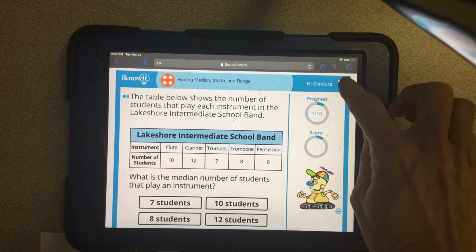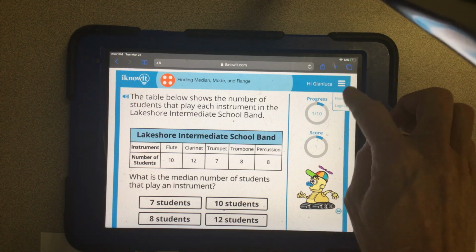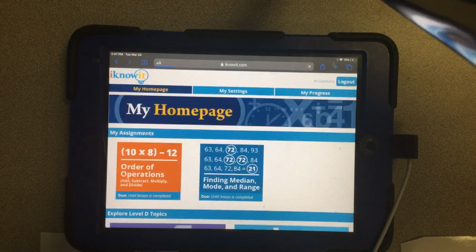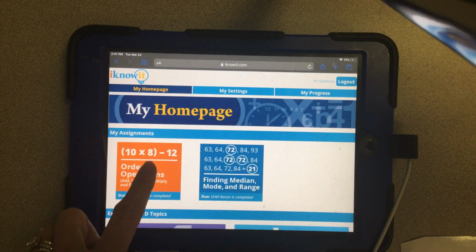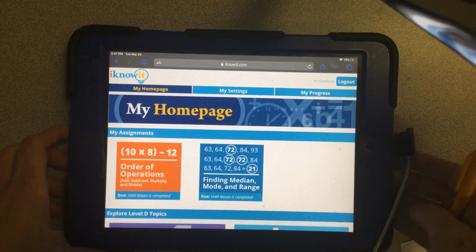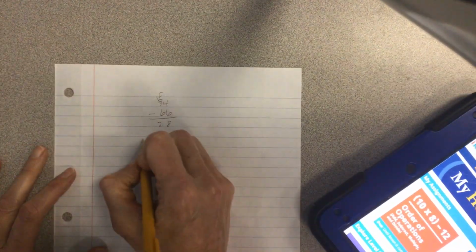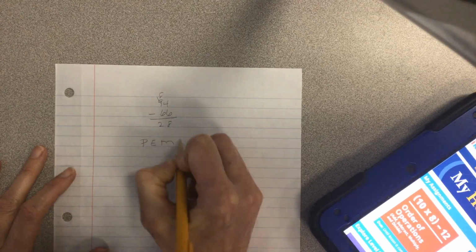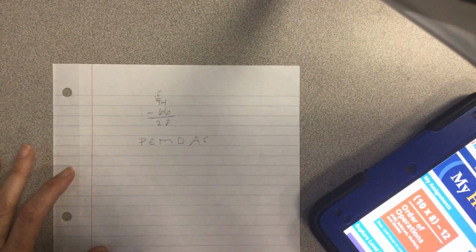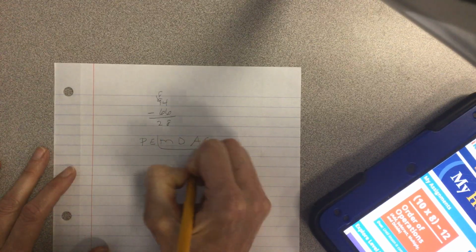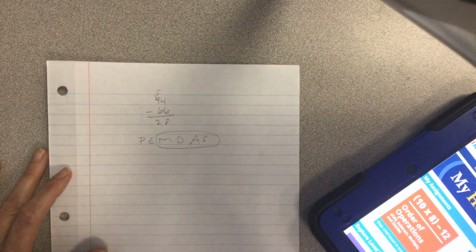So one of them is dealing with mean, mode, median, and range. And then I'm going to show you the other one, which is the order of operations. And the difference about the order of operations, I'm going to take this out of the way for just a second, is remember when we first did order of operations, we did the please excuse my dear Aunt Sally. And I said for our purposes, we would just be doing these: multiply, divide, add, and subtract.